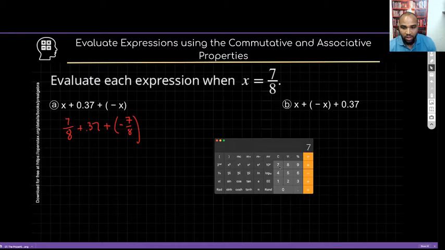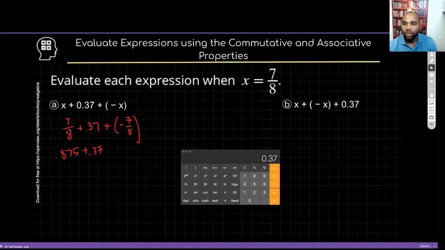But let's do 7 divided by 8 is 0.875. So 0.875 plus 0.37. So what is that going to be? Plus 0.37 is 1.25, and then minus 0.875 because this is the same thing. So minus 0.875. It gives us 0.37 again.